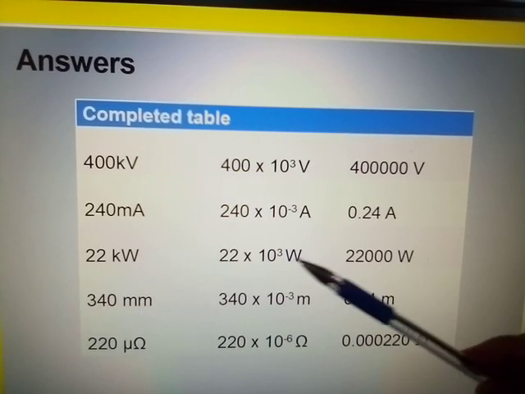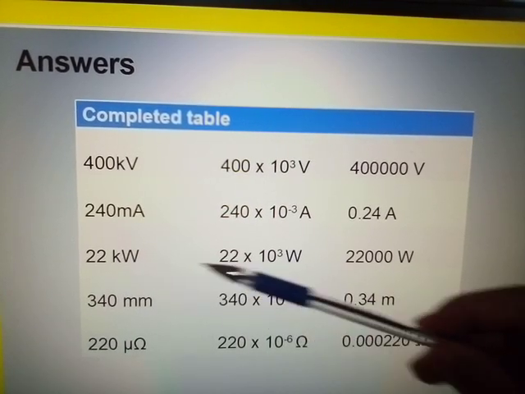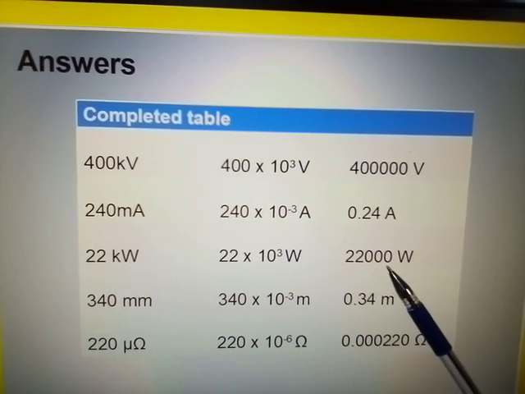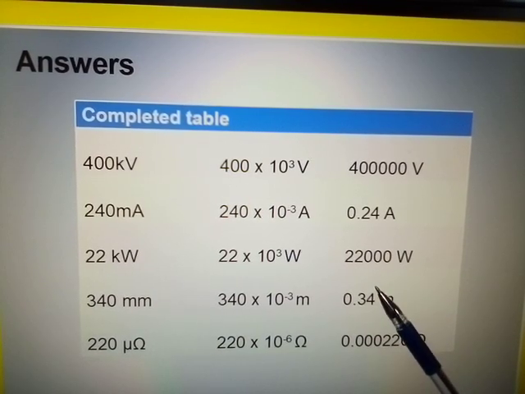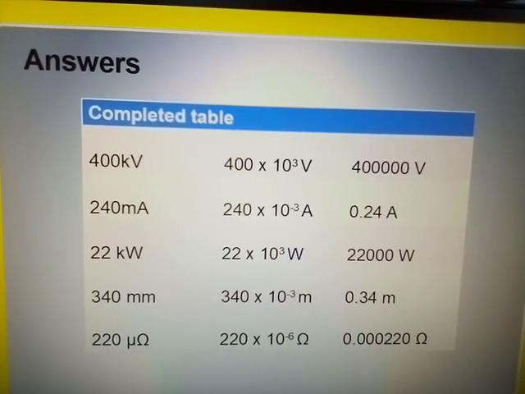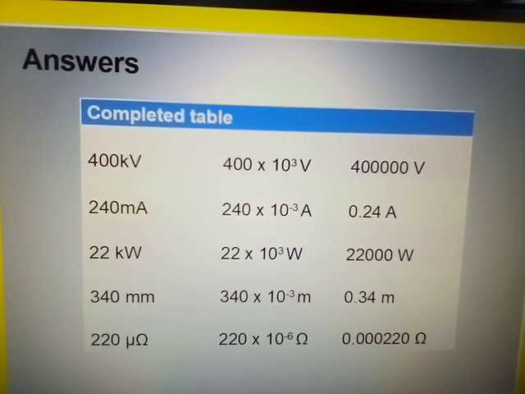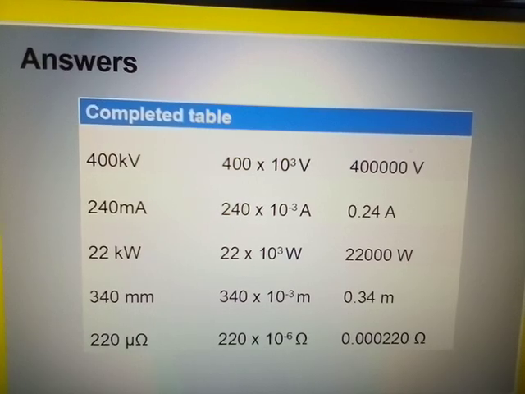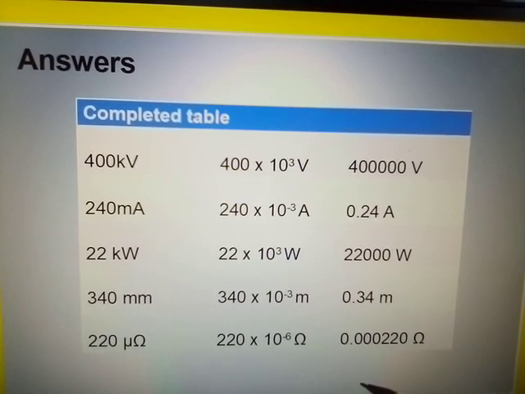So bear in mind that we use kilowatts because watts is quite a large unit in itself. Okay. So 340 millimeters will be equal to 0.34 meters. Okay. Simply divide that by 1,000. 220 microohms equal to 220 times 10 to the minus 6, and here you will have that.